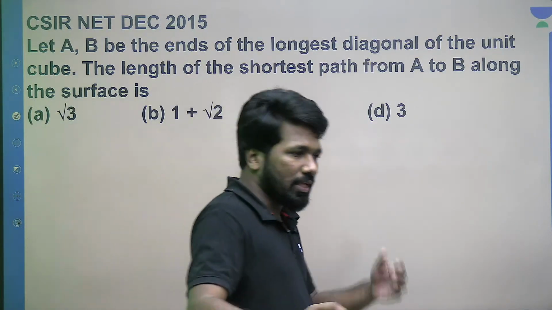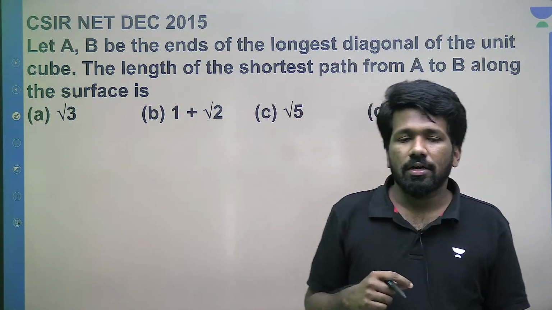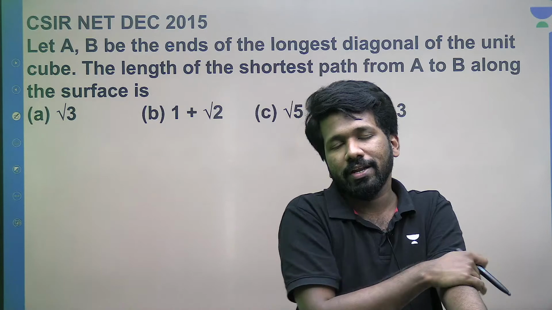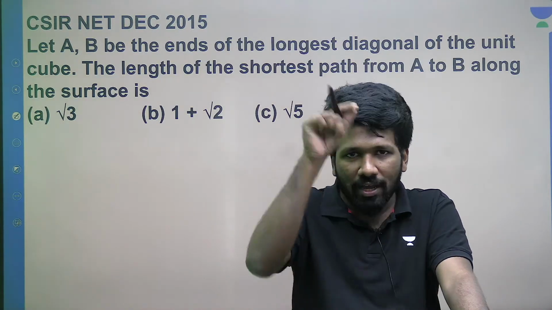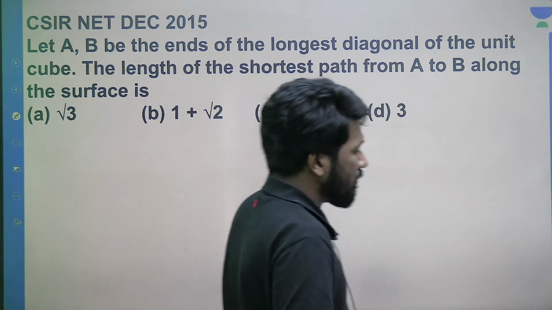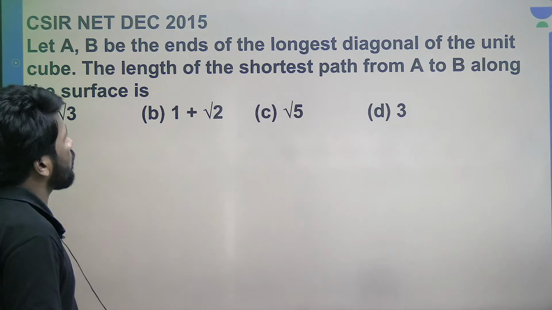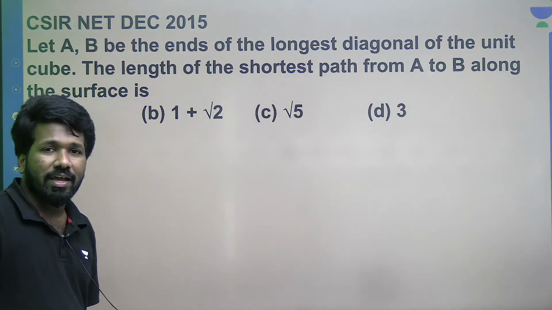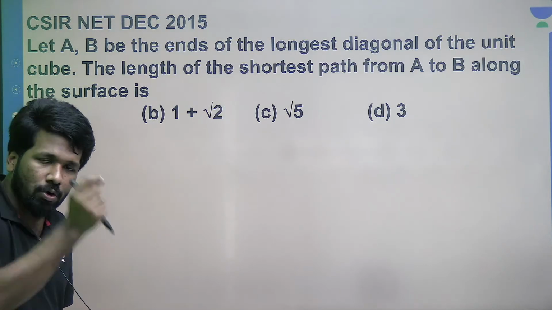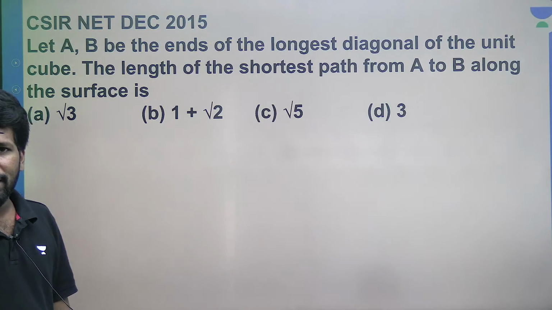Yesterday we discussed a question about the maximum possible length of a rod that can be inserted in a cuboidal box or a rectangular box, to find the height of the box. That question's idea we can use here also. A and B are the ends of the longest diagonal of the unit cube. The longest diagonal of the unit cube is analogous to the longest rod that can be placed in the box in the question we discussed yesterday.